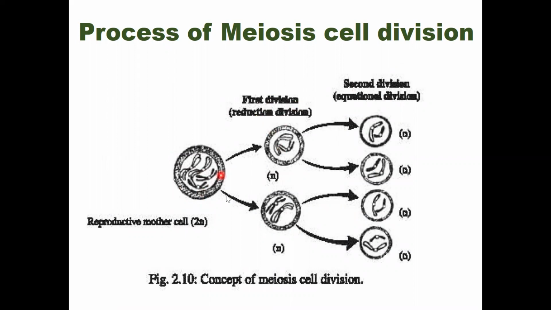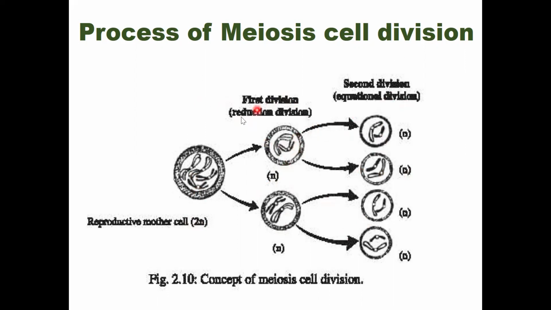one reproductive mother cell, a diploid reproductive mother cell, produces two haploid daughter cells, and then each of them will also produce two more cells, and all these cells are haploid. Here only the reproductive mother cell is the diploid cell. See here, the n means haploid and 2n means diploid. So the first division is called the reduction division, and the second division is called equational division.